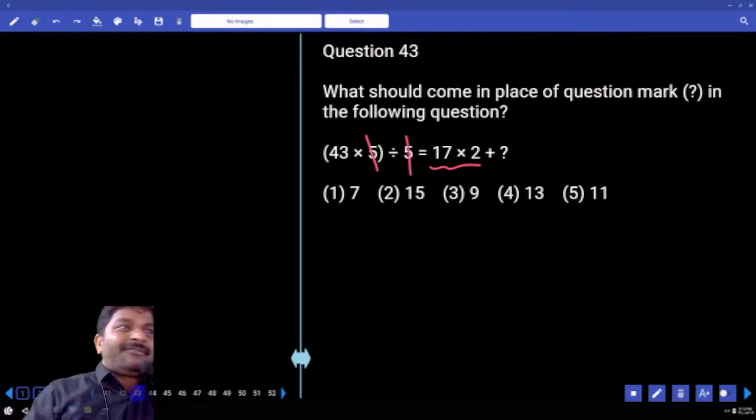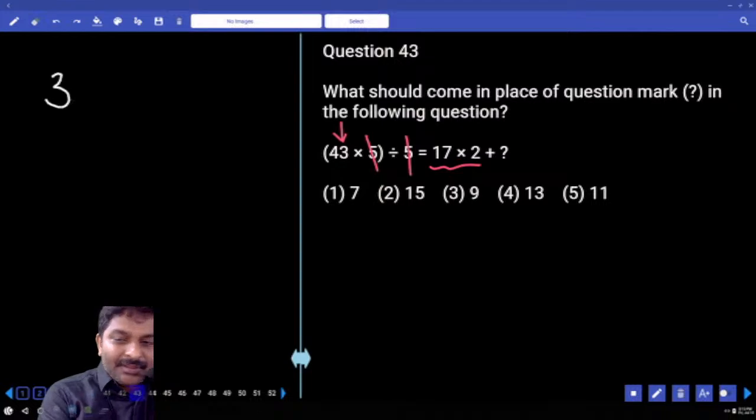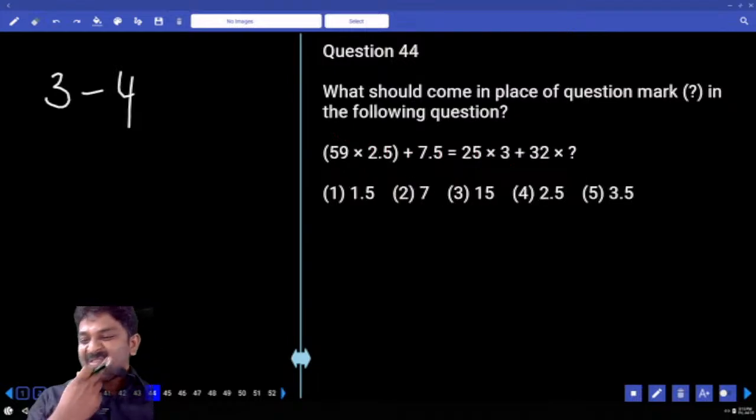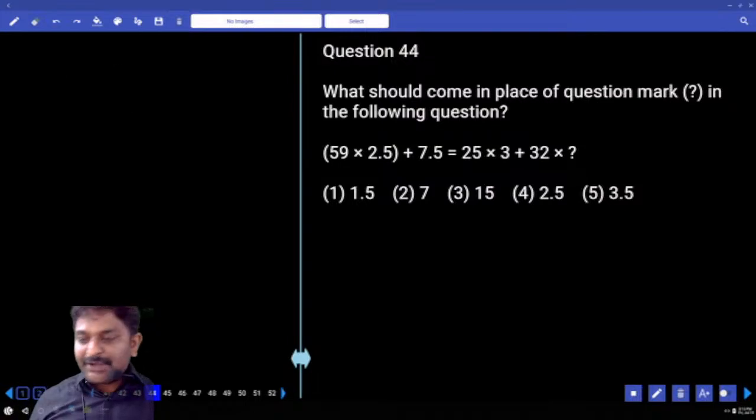This fellow comes to left hand side. Last digit verification. What is it ending with? Right hand side 17 2 ends with. 3 minus 4 ends with. Multiple options are there. Come on, let's do it.